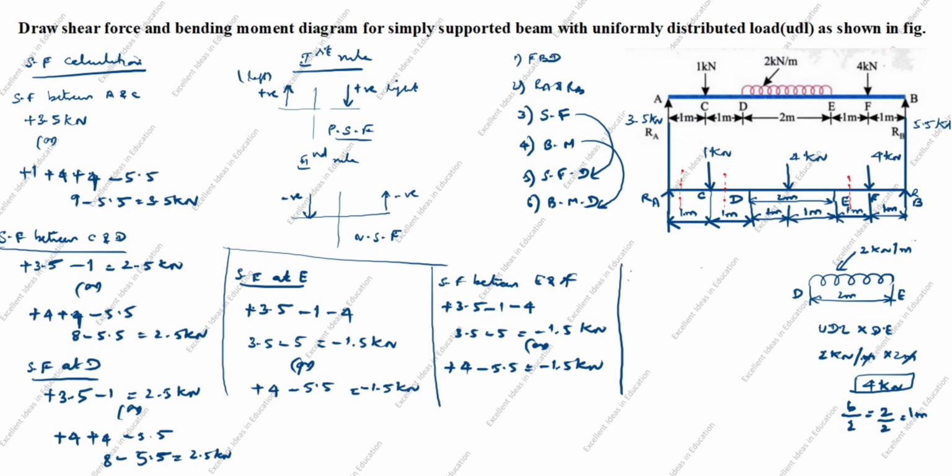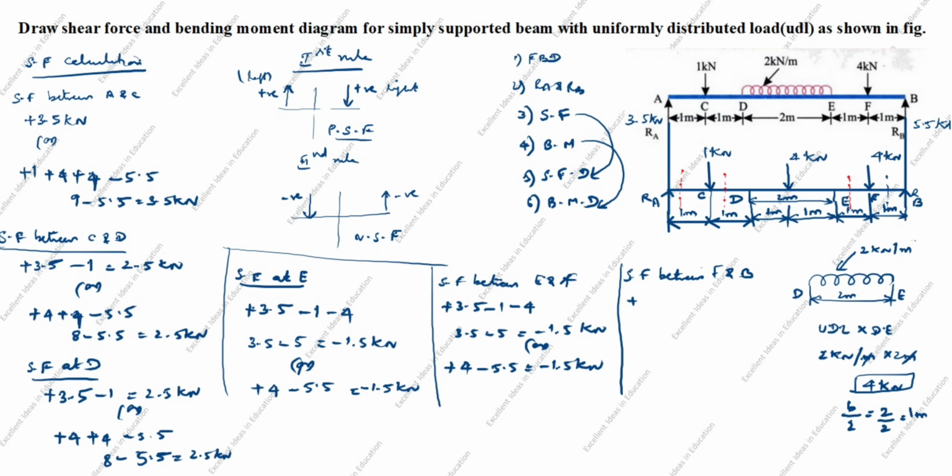Next, we will calculate shear force between F and B. Between means we will draw the midpoint of these two. From here to here we will calculate the left side. From here to here is the right side. You see the RA force goes up. Up is positive on the left side.